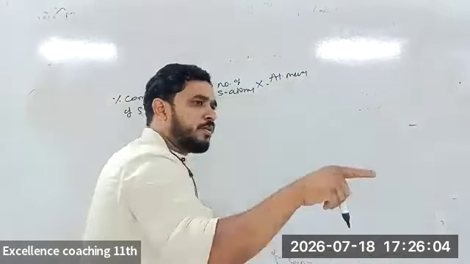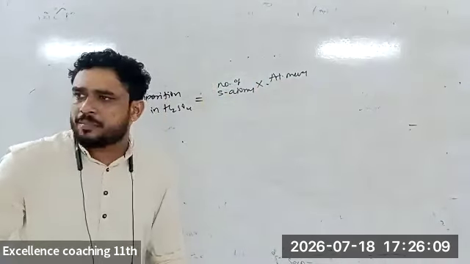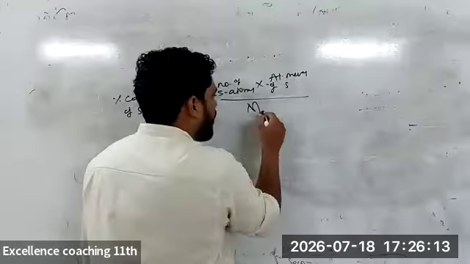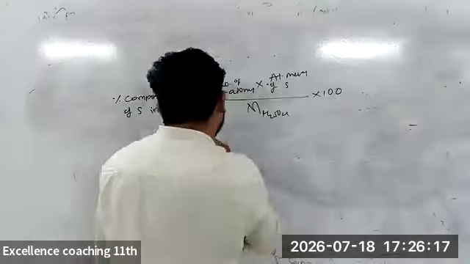Students, atomic mass and atomic weight mean the same. Atomic mass of sulfur divided by molar mass of H2SO4 multiplied by 100. Check the formula if you are getting it correct.